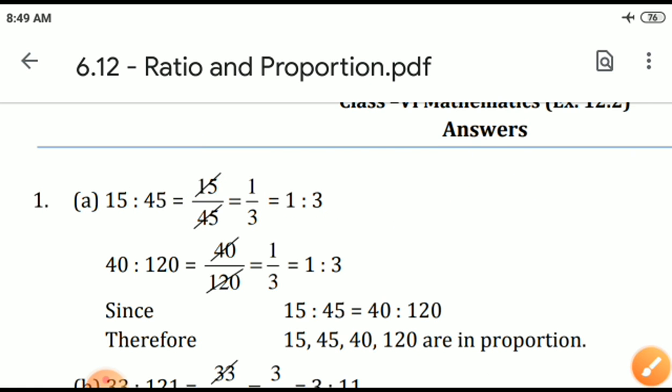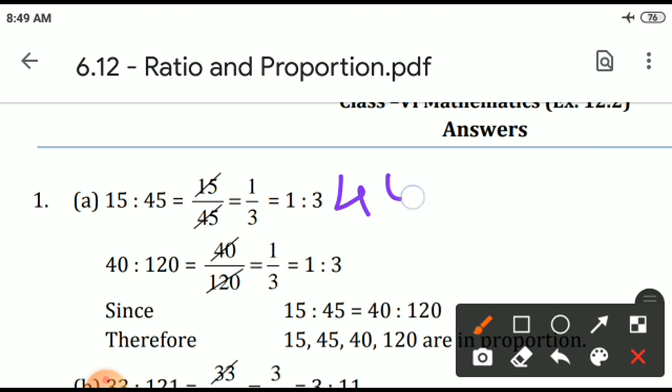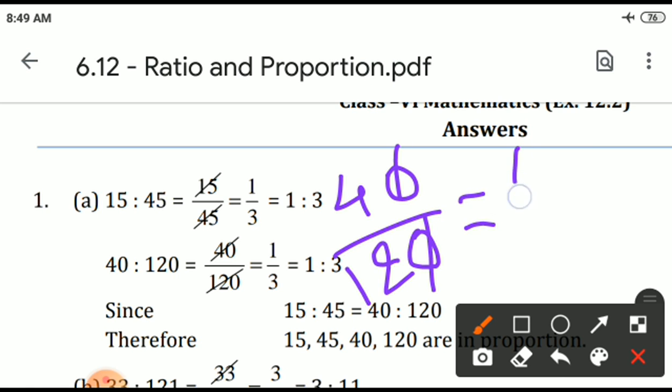Correct. The second ratio is 40 is to 120. So 40 will be written on the numerator side and 120 on the denominator side. 40 ones are 40, 40 twos are 80, 40 threes are 120. Some students do it this way, which is also correct, beta. No problem, you have a common method. Which method are you using? Cut the zero, cut the zero. Now what is left here? 4 upon 12, which is the reduced form.